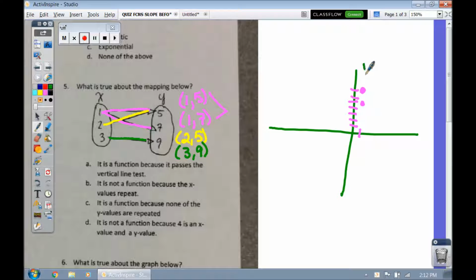So if I do the vertical line test, you will notice that I hit 2 dots. That is not a function. So look at letter B. It is not a function because the x values repeat. Remember my dating advice? You only want to use that x 1 time or your life will not function. So guess what? This is not a function. So the answer is B.